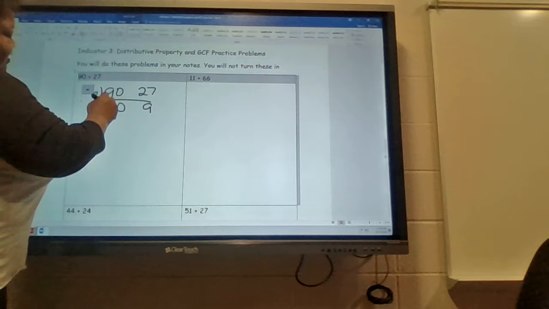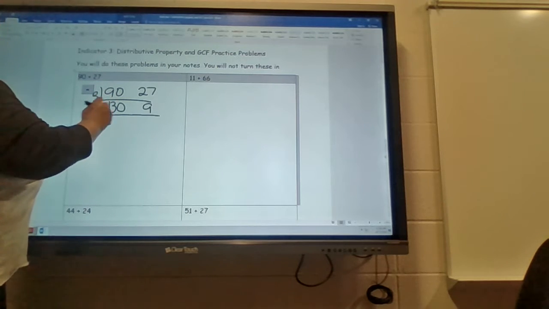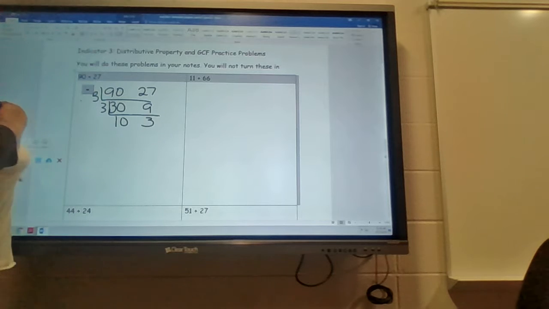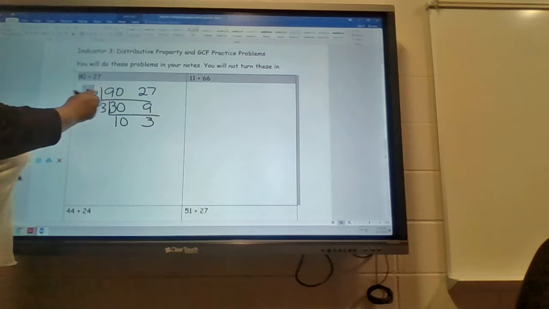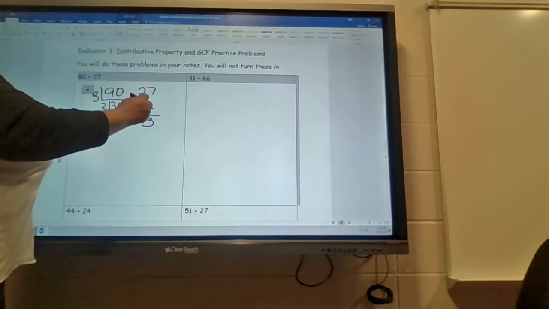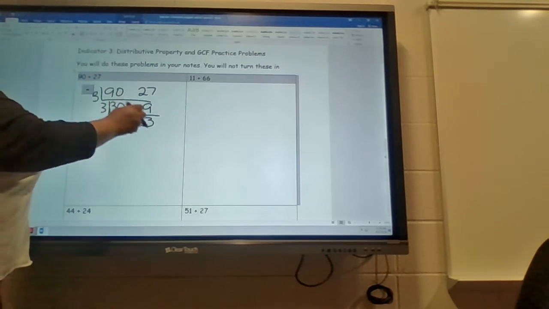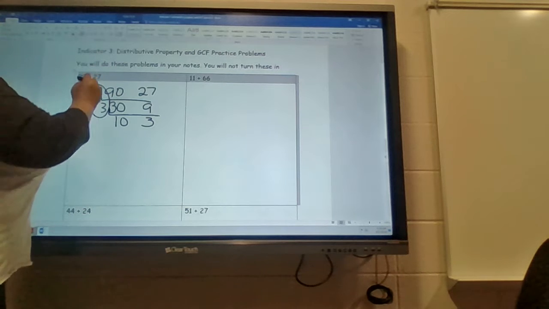Also, both of these numbers are divisible by 3. So 3 goes into 30 10 times, 3 goes into 9 3 times. 3 times 10 is 30, 3 times 3 is 9. So here is my GCF.